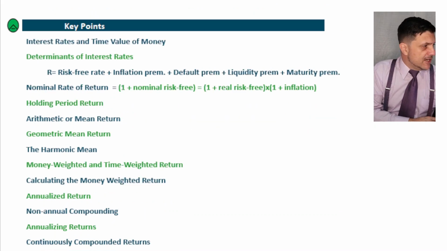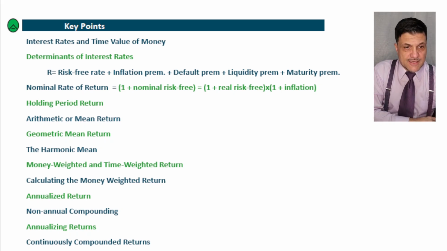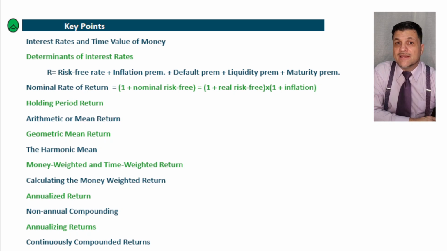Those are the key points. Most of them I already mentioned. I'm just going to focus a little bit more on some of them. So the first one here is the determinants of the interest rate. I want you to really understand that. I think most of you know what it is, but let's go. Nominal return. What is the nominal return? Nominal return is called the return with inflation. So associate the word nominal. Let's go there.